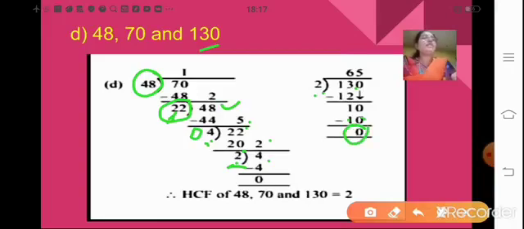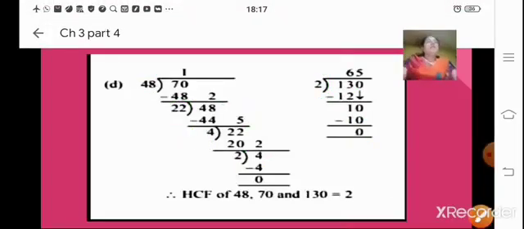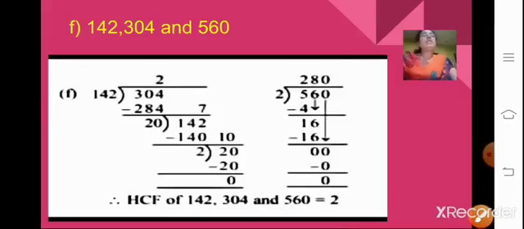Now what is your HCF? What was your last divisor? Your last divisor was the number 2. So your HCF of 48, 70 and 130 is the number 2. Okay. So you will go on dividing till you get the remainder as 0.